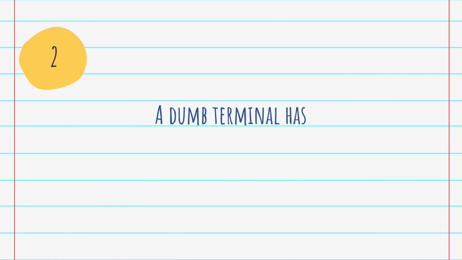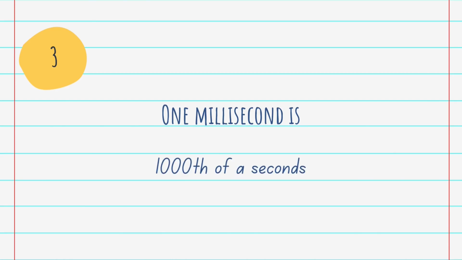Question number 2. A dumb terminal has a keyboard and screen. A dumb terminal is an output device that accepts the data from the CPU. It does not have the ability to process step sequences such as clearing a line, clearing the screen, or controlling the cursor position. It is usually paired with a keyboard and sometimes a mouse to allow the user to input commands and data. Question number 3. 1 millisecond is 1000th of a second. A millisecond is 1000th of a second.